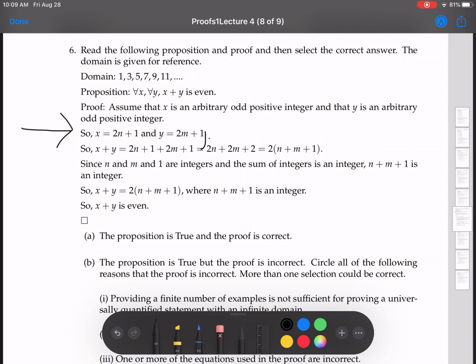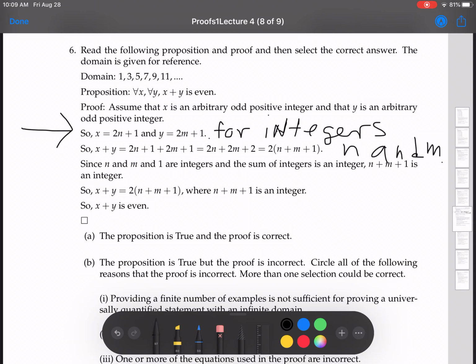So what we should say here is for integers n and m. There's many different ways you could say that. You could say where n is an arbitrary positive integer and m is an arbitrary positive integer. But that's really saying the same thing. It's just saying for integers n and m.